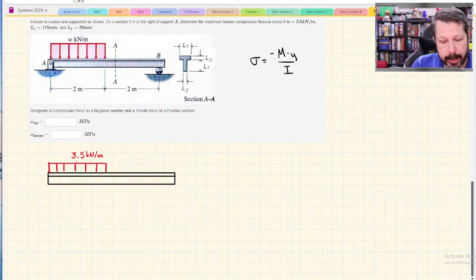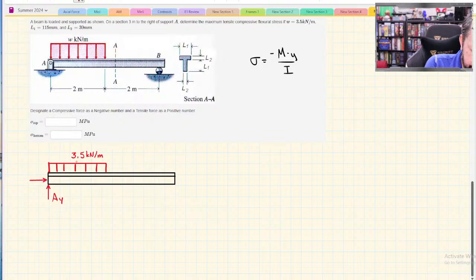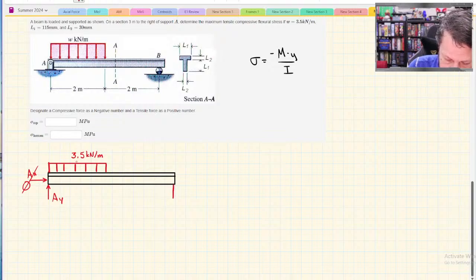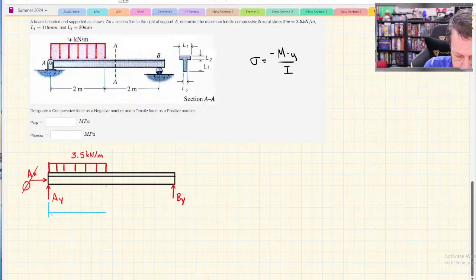And then we have a pin at A, so that'll generate a Y direction reaction, AY. It'll also generate an X, although that's going to be 0. We can just go ahead and zero that out because there's no other forces in the X direction that we can see. And then we have a roller over here, so that's a BY. And we have a couple of dimensions. These are actually given on the diagram. We have 2 meters over to the end of the distributed load. And we have another 2 meters to where B is located.